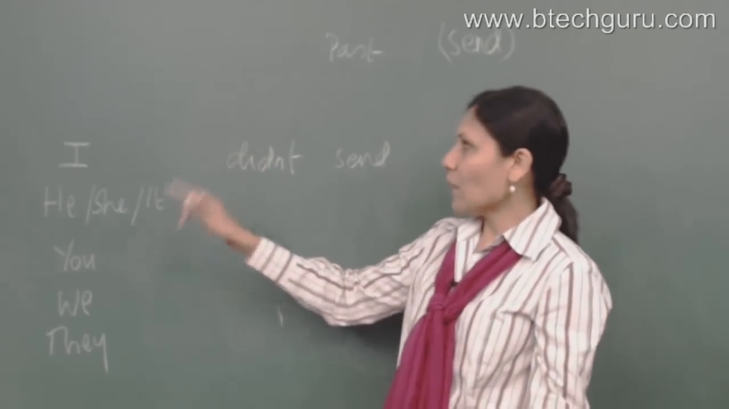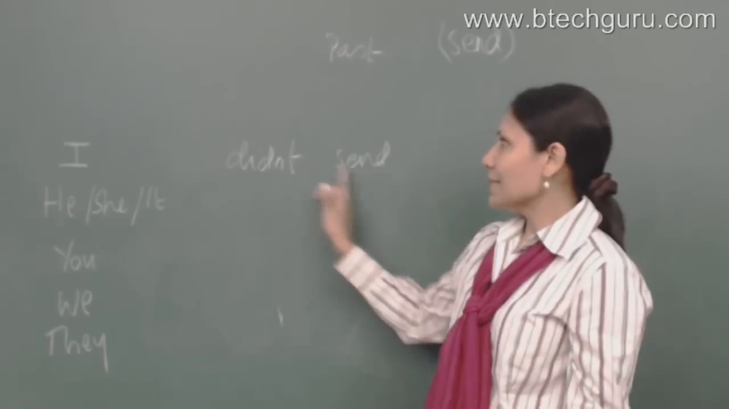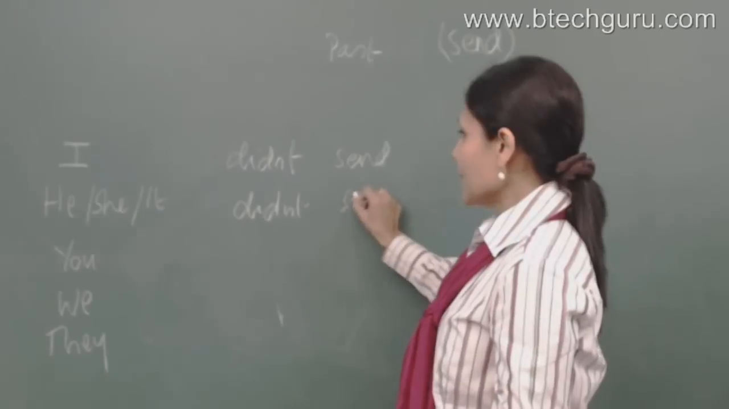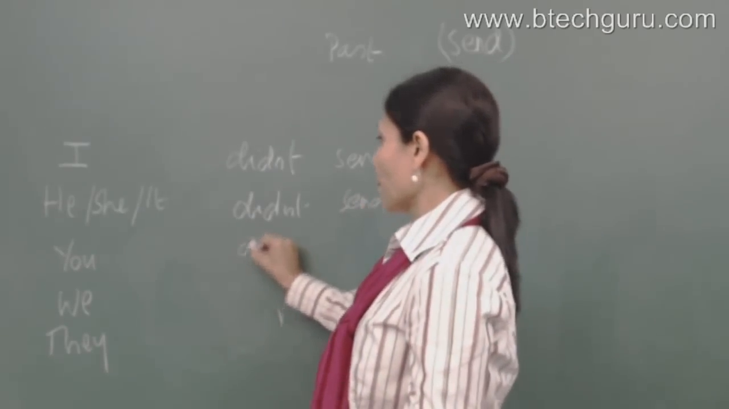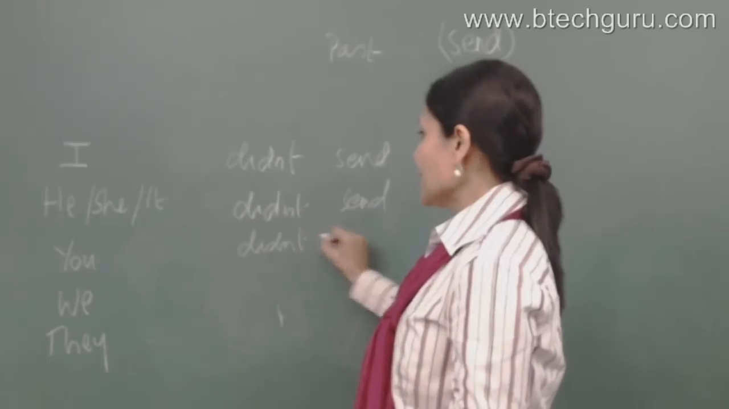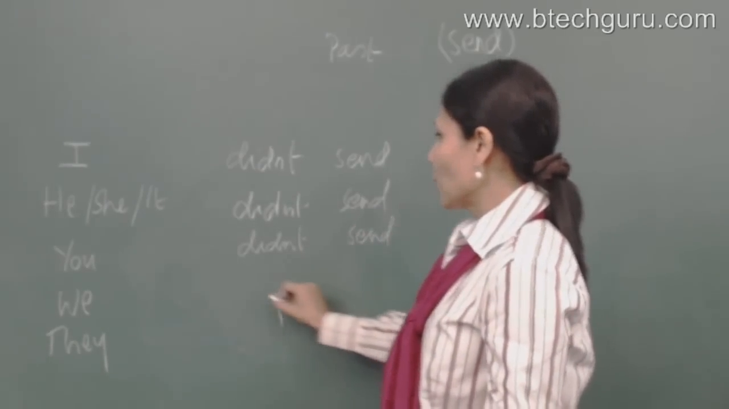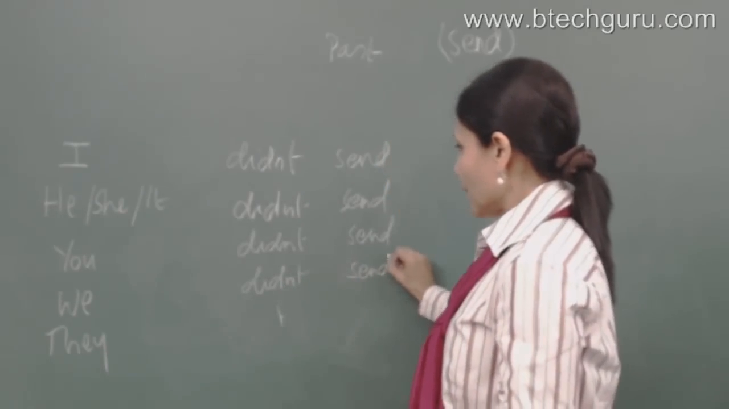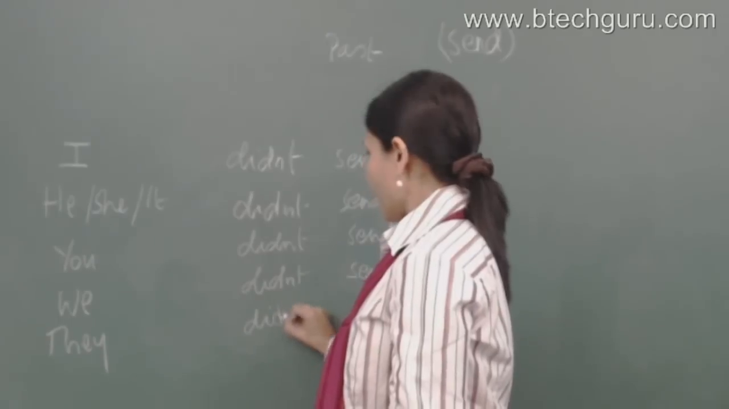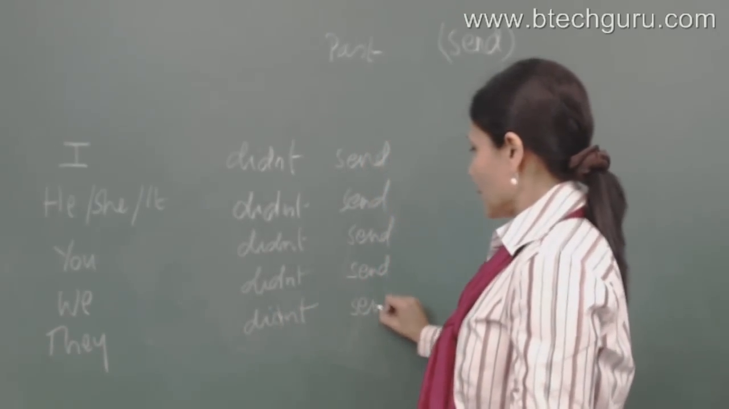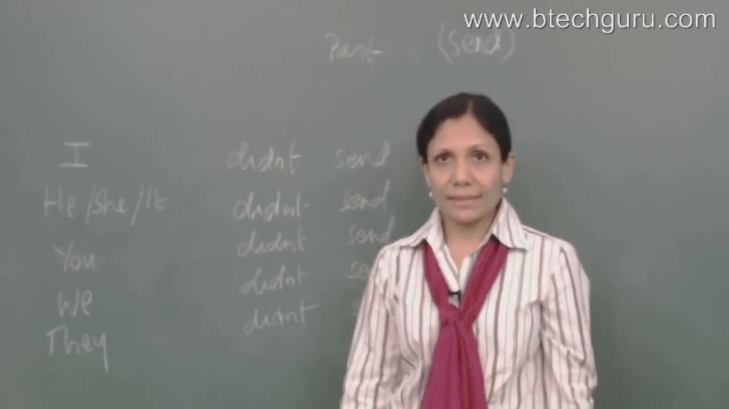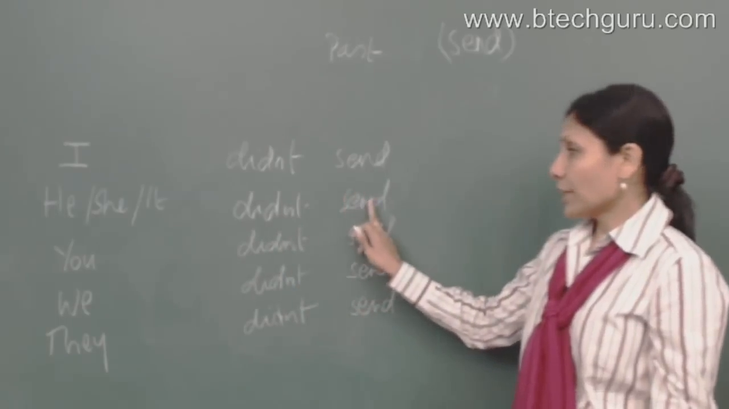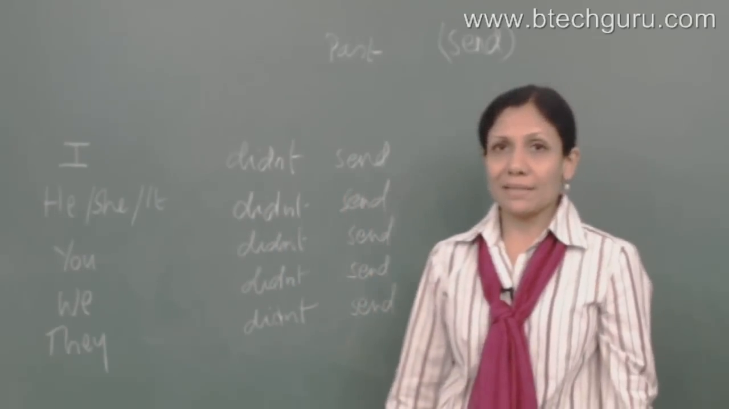All right. So let's see how it changes for all the subjects. I didn't send. He didn't send. You didn't send. We didn't send. And they didn't send. So this is how past tense becomes negative. All right. Don't forget, it is with the pure verb and not the past tense of the verb.